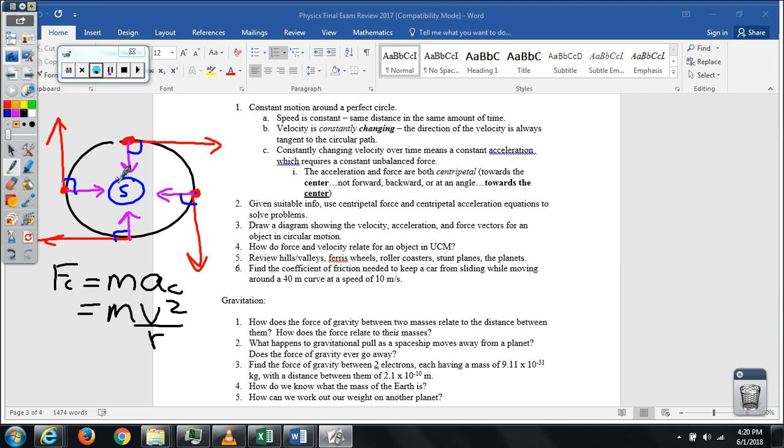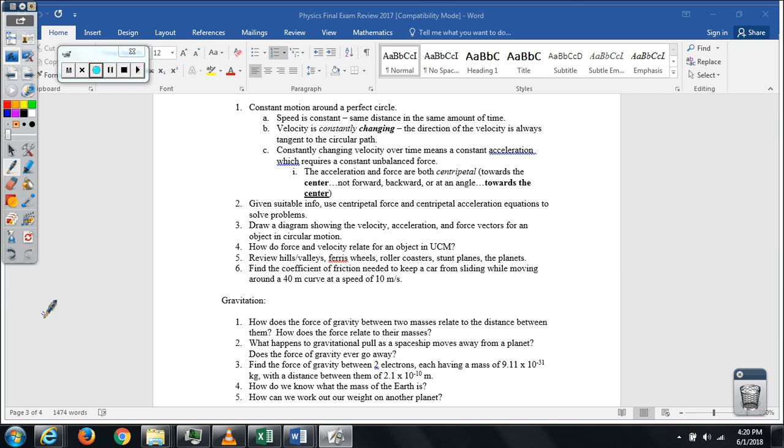I do give you a problem in number 6. Let's take a look at that and what it's asking for. It says find the coefficient of friction needed to keep a car from sliding while moving around a 40-meter curve at a speed of 10 meters per second. So the car is going around this turn. Here's a top-down view of the car.